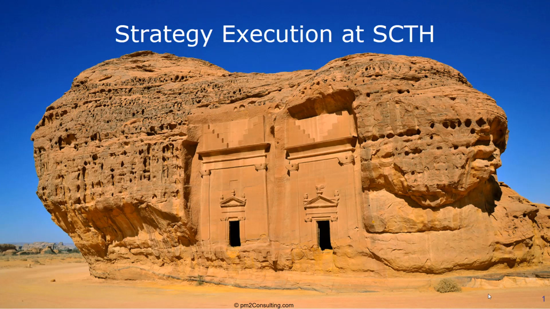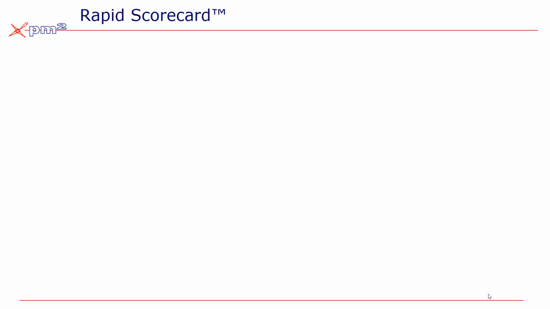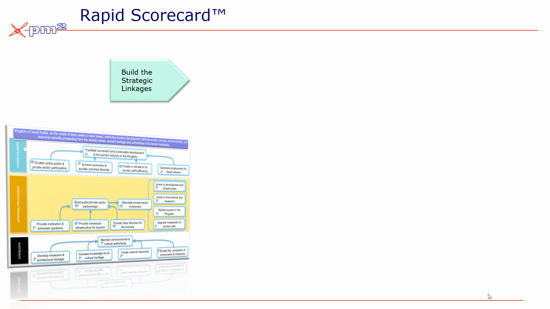This is a quick explanation of how we might use the award-winning PM² methodology to help SCTH ensure their strategy is executed both within the ministry but also across other ministries, the private sector, and other important partners. The overall process we're recommending is based on our rapid scorecard approach. There are basically 5 steps that we need to take the organization through.